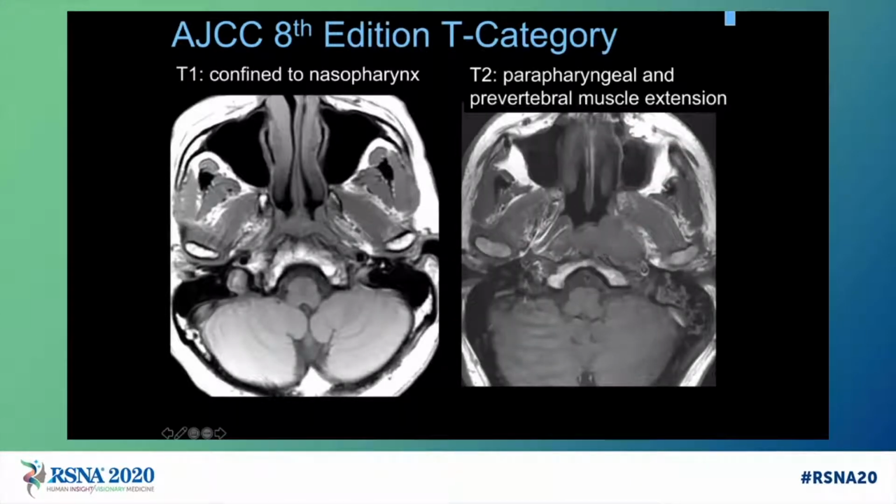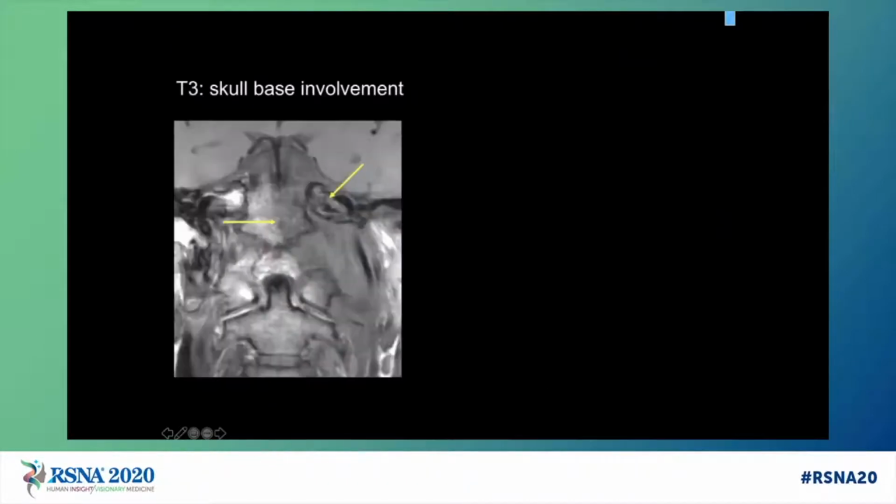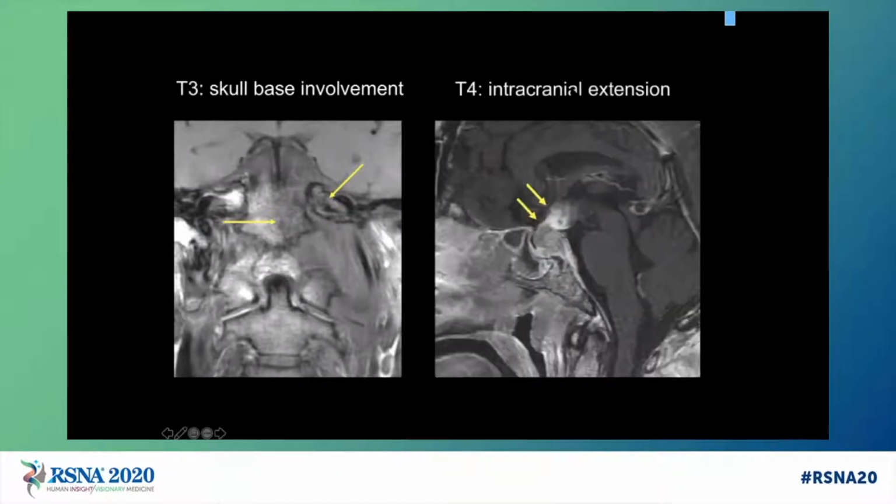T2 tumors can have parapharyngeal extension or prevertebral muscle involvement. Here we see obvious parapharyngeal extension, loss of the fat on the left as compared to these beautiful fat planes on the right. We also see involvement of the left prevertebral muscle as compared to the right. T3 usually is given because of skull base involvement, and here we have a patient with nasopharynx cancer with clival and petrous apex involvement. T4 tumors are typically large and bulky.